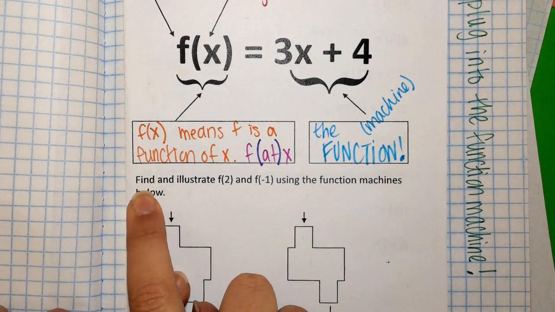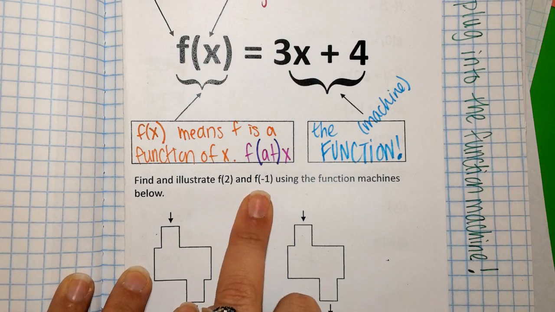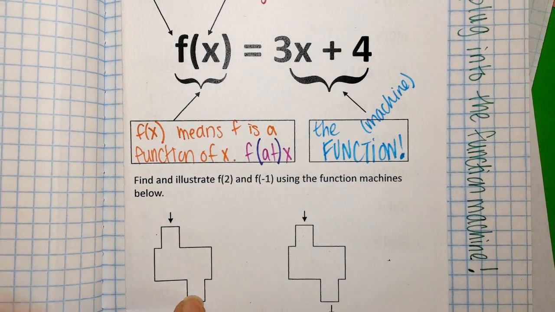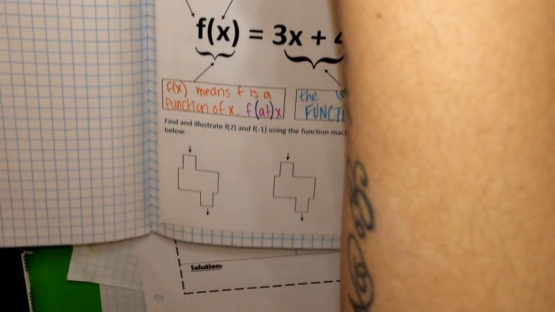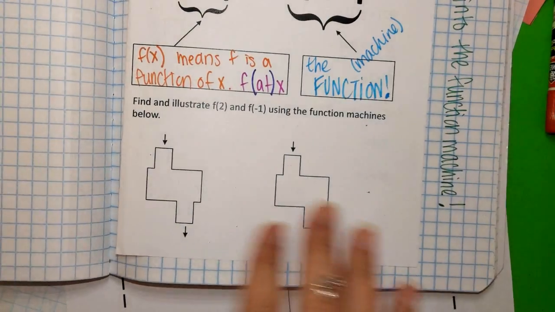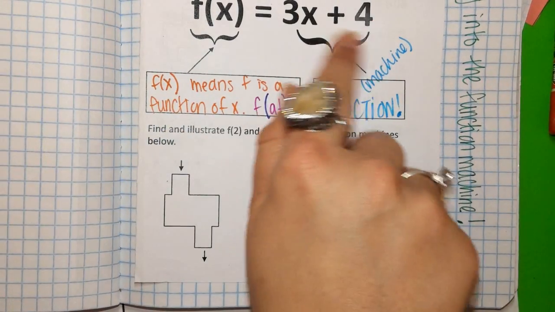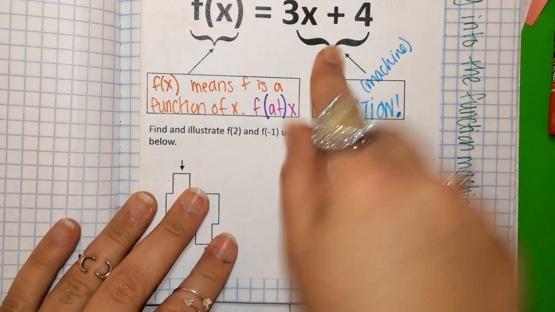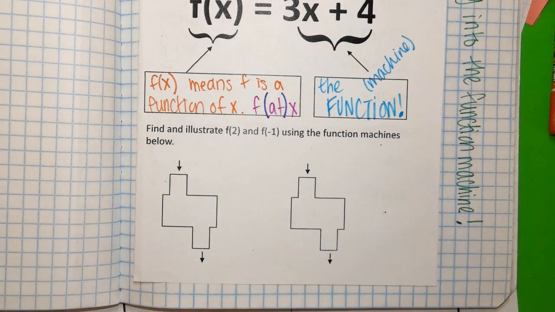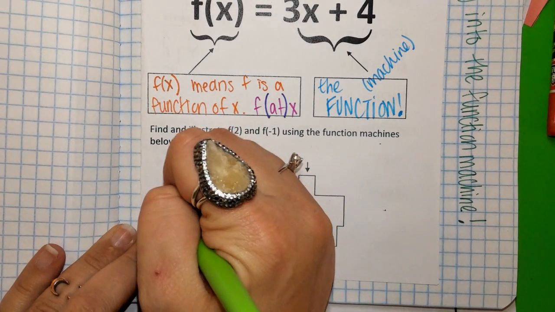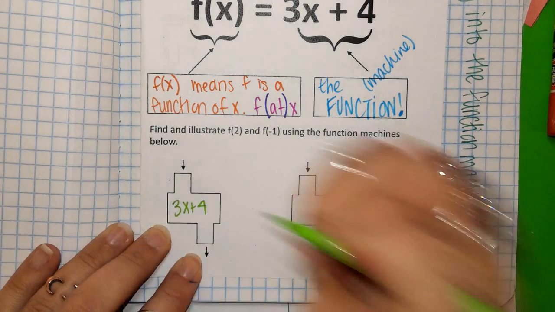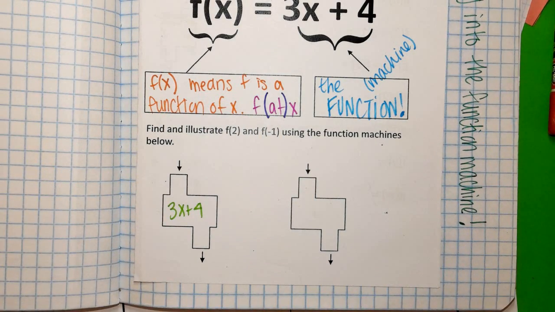So it says, find and illustrate f at 2 and f at negative 1 using the function machines below. So please, now we're going to use our machine that it gave us up here. We're going to use our function here. So inside, I want you to write 3x plus 4. And write it smaller than I did.